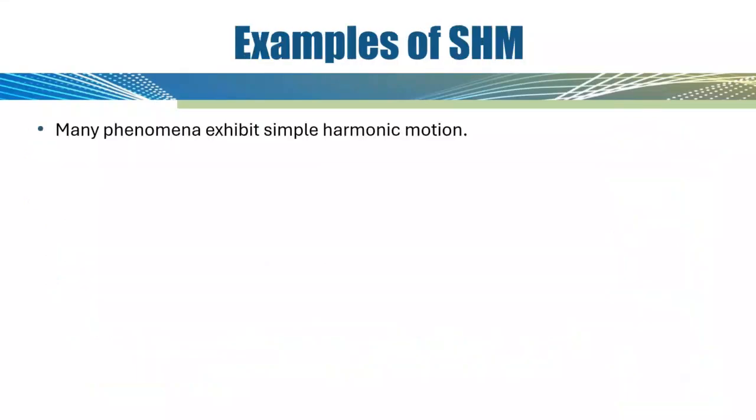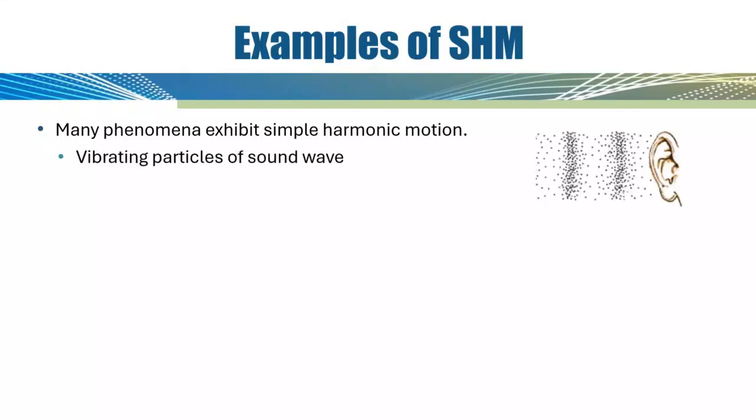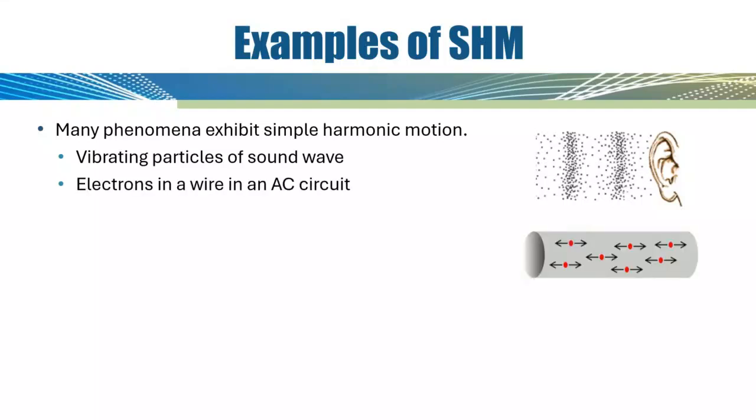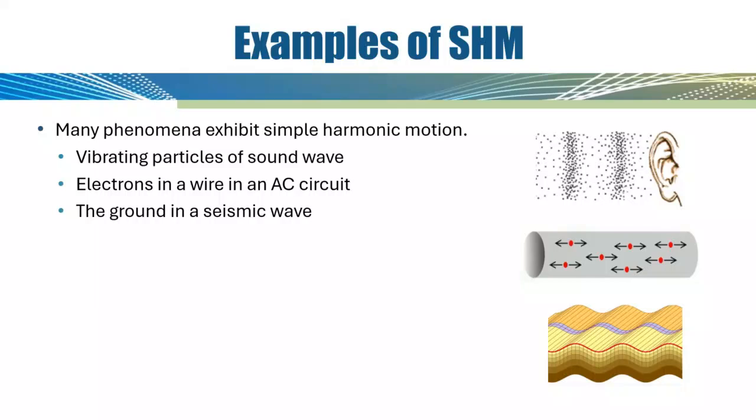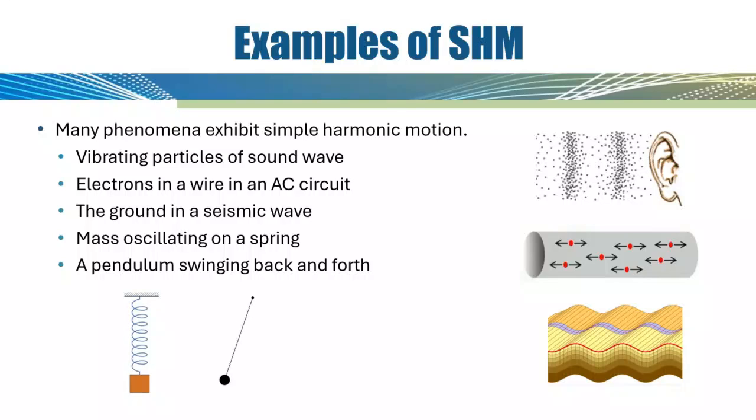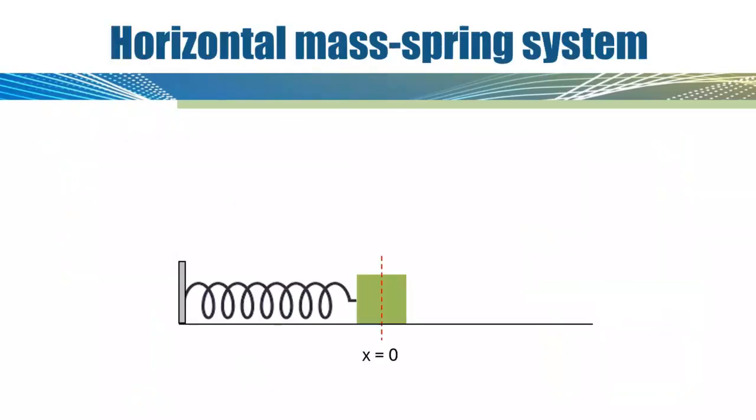There are many phenomena that exhibit simple harmonic motion. Examples include the vibrating particles of a sound wave, electrons in a wire in an AC circuit, and even the seismic vibrations caused by an earthquake. Two classic examples that are commonly used to learn about simple harmonic motion include a mass oscillating on a spring and a pendulum swinging back and forth. Let's start by looking at a mass spring system in more detail.